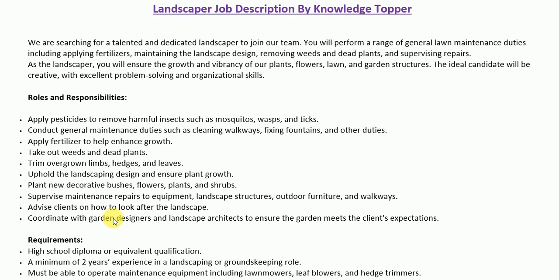Advise clients on how to look after the landscape. Coordinate with garden designers and landscape architects to ensure the garden meets the client's expectations. So all these are the roles and responsibilities of a landscaper.